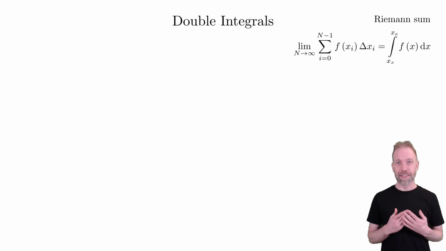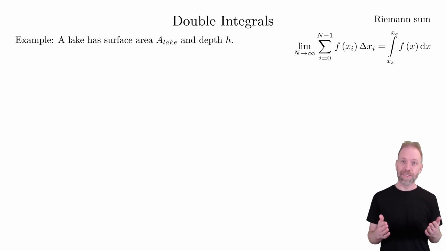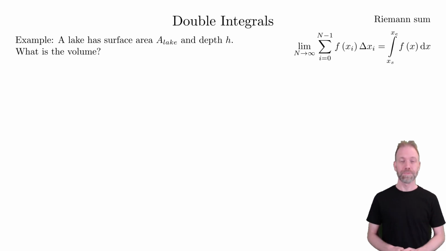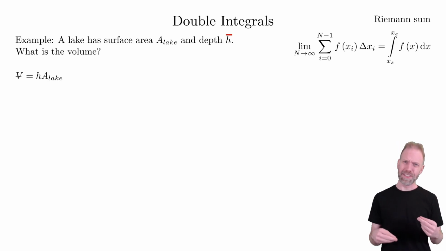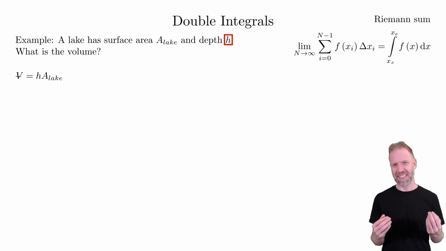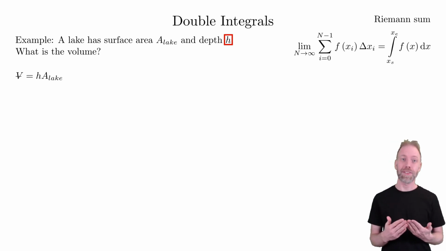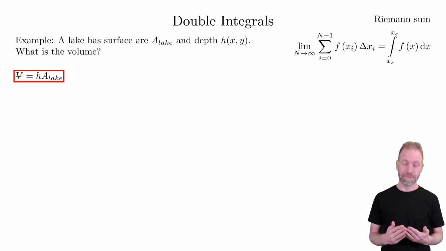Let us start with an example of where one could get a double integral in real life. Assume that you have a lake with area A lake and a depth h. What is the volume? Here, the volume is simply the depth times the area. But this assumes that depth is constant, which is quite rare for lakes. The normal case is that the depth varies with the position. To solve this, we would have to use the double integral.